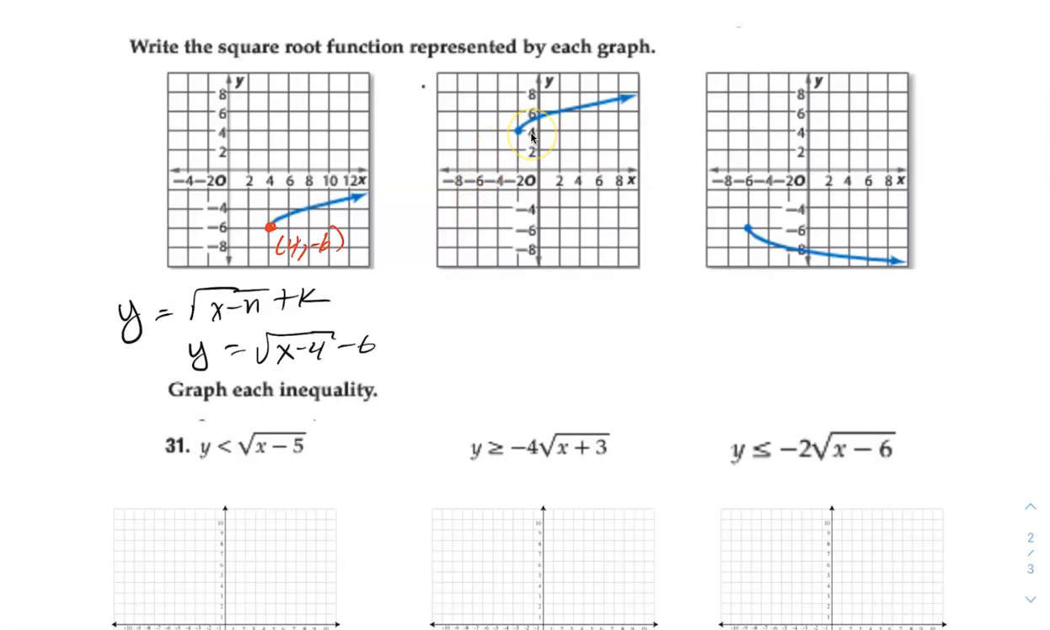Same thing with this one, right? Our basic graph looks like this. And we're starting at, looks like negative 2 and 4. So negative 2 goes here and 4 goes there. So y equals square root of x plus 2, plus 4.